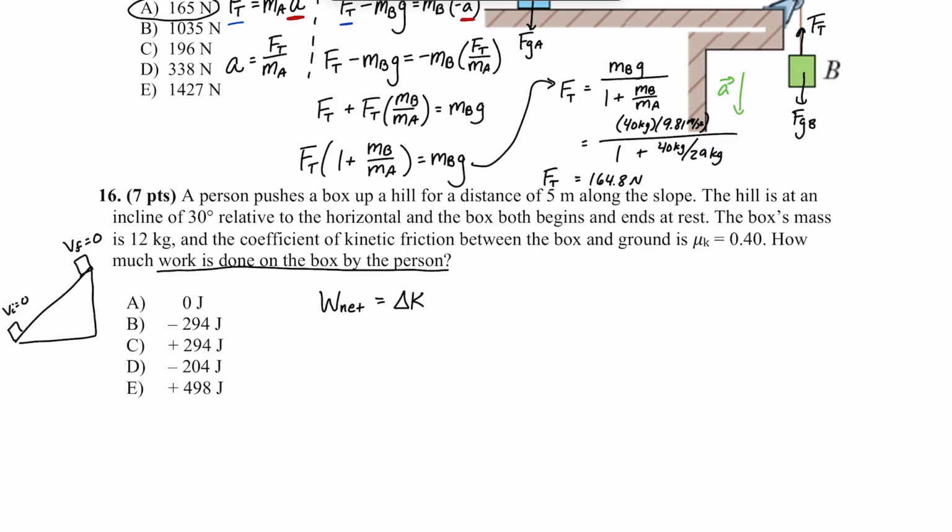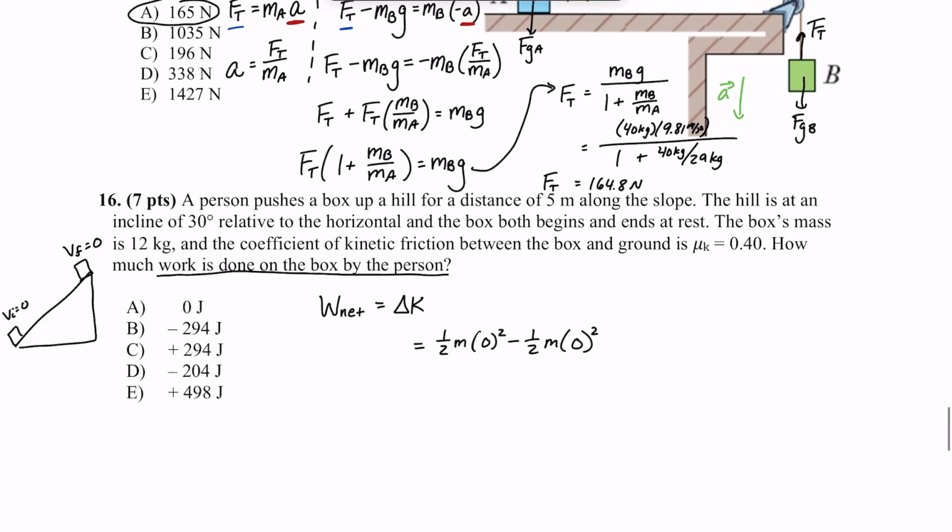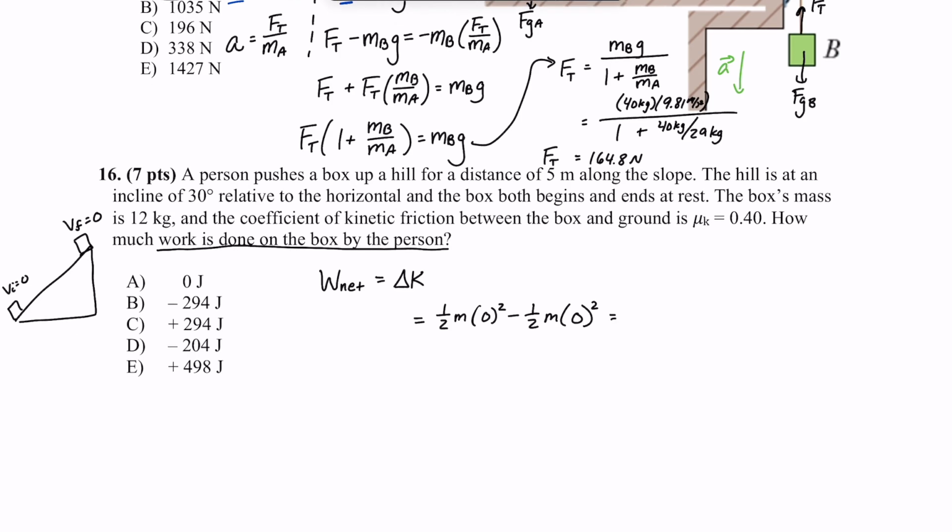This is why the fact that the object begins and ends at rest is important, because if I were to calculate its kinetic energy, I'd have 1/2 m times 0 squared for the final velocity, minus 1/2 m, with the 0 as my initial velocity for Ki, and this whole thing is therefore going to be equal to 0.